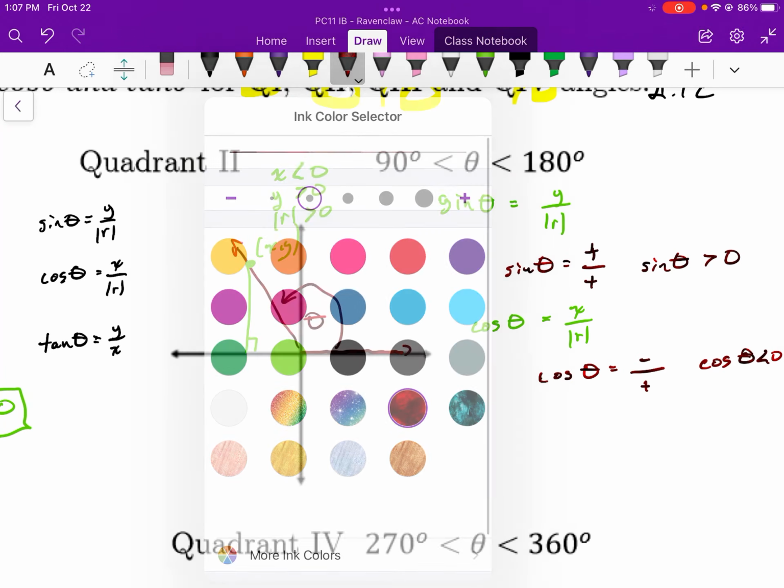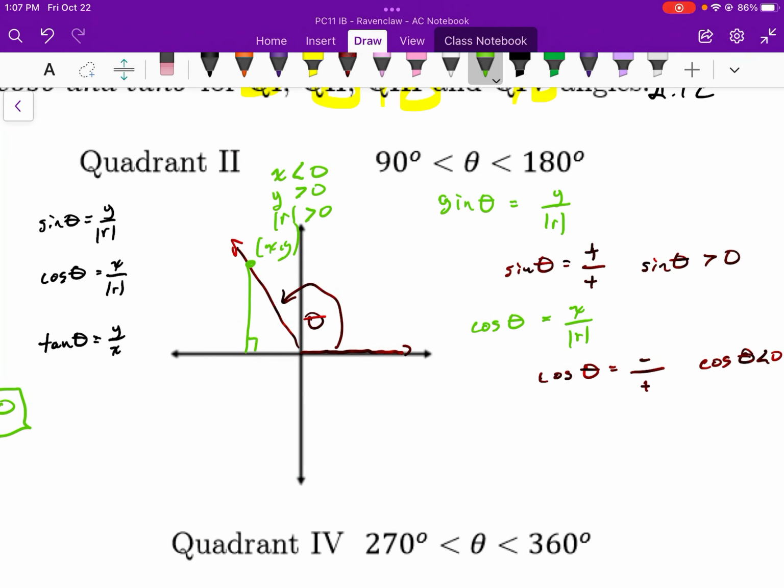Now tangent. Now I don't know if I've mentioned this. If you take a look at tangent, tangent is just really the slope of the terminal arm. Well, since you have the origin and you have the point x, y, the rise will be given by the coordinate y, and the run is given by the coordinate x.